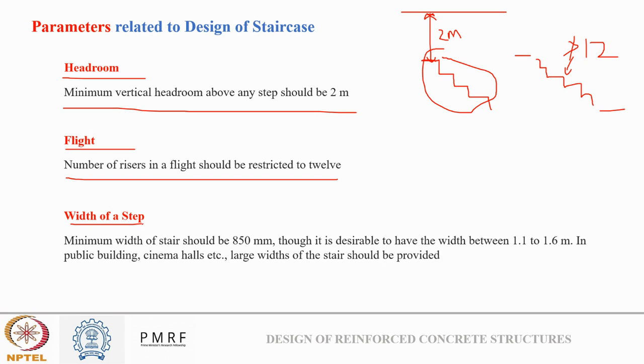Okay, width of the step. If I see a top view, this will be my step. From the side view we see it like this. This is my length and this is my height. But right now I'm talking about the width. The minimum width of a stair should be 850 mm, though it is desirable to have a width between 1.1 to 1.6 meter. So this is some criteria that you also need to follow when designing the width of the stair.